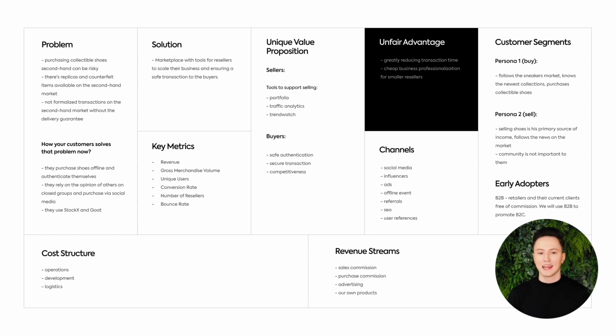Remember that the lean canvas has to be filled out in this specific order. There's a reason some sections come first and others, like unfair advantage, come last.